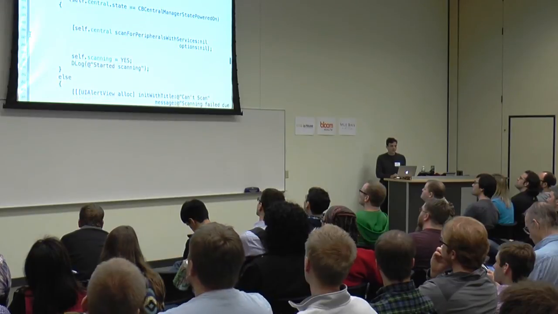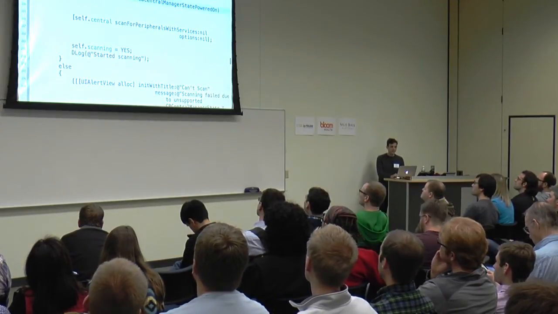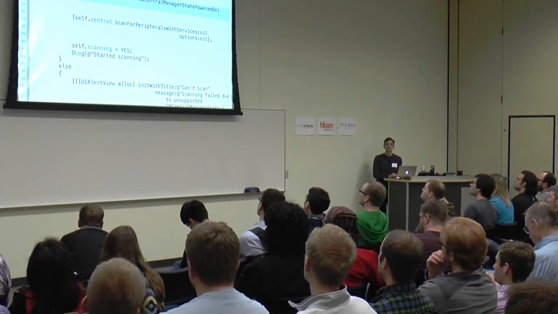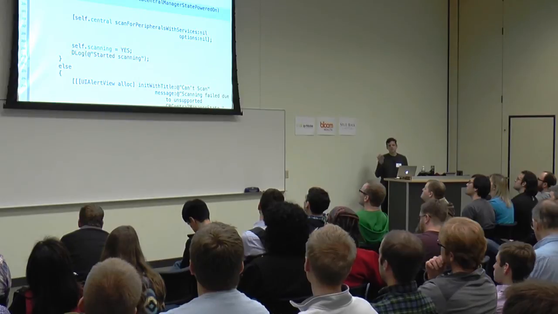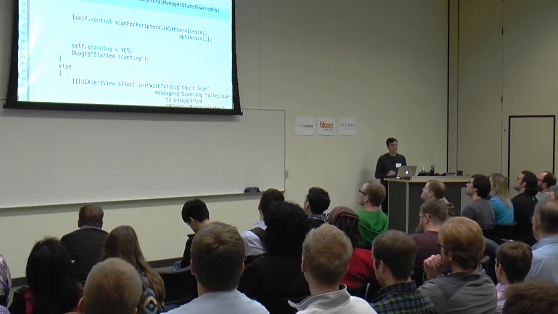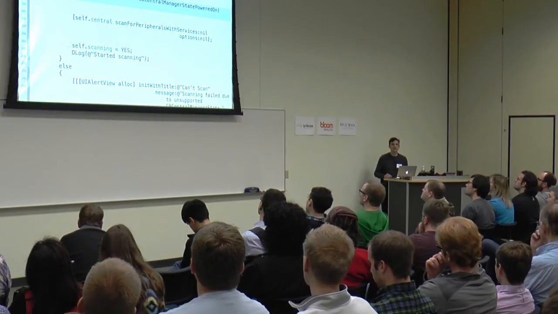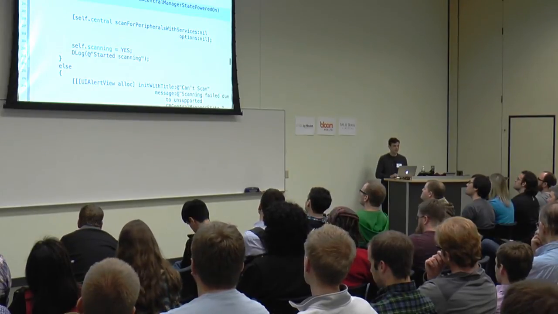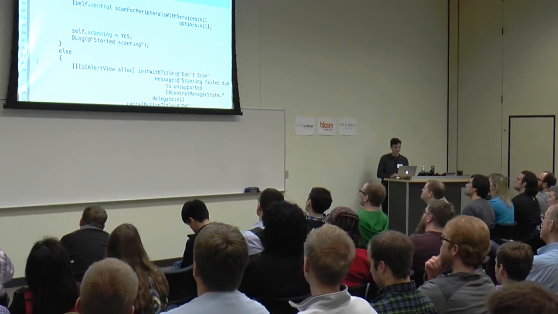So when the user toggles the scan switch to on, we're actually going to initiate a scan. And the first step in doing that is checking the state of the central manager. We can only scan if it's powered on. There are maybe 5 or 7 different states that this could be in. Maybe there's not even a Bluetooth low energy radio on this device. So in the demo app, we're just going to look for powered on. And if it's not powered on, we're just going to send a generic alert to the user.